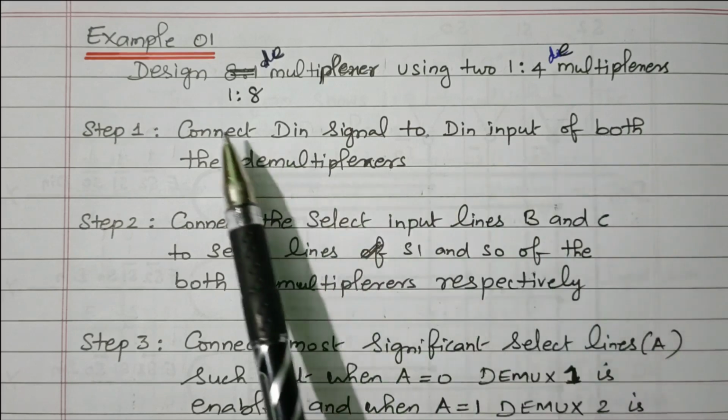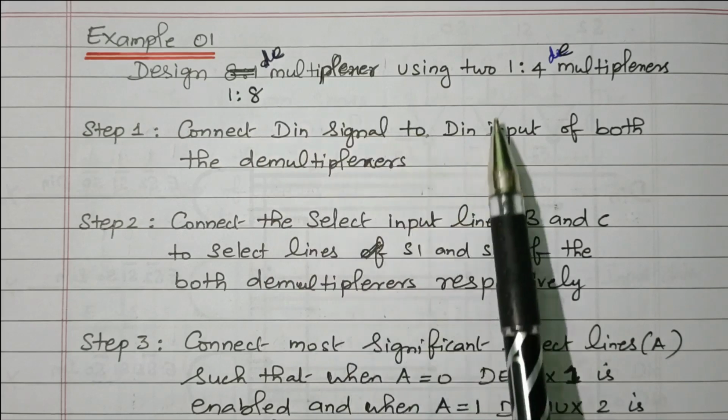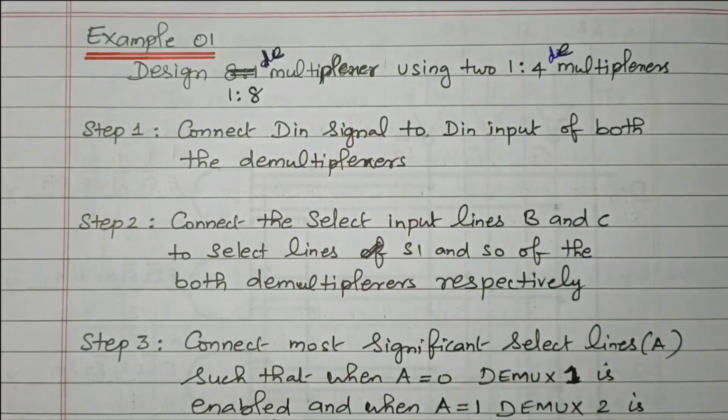Now we'll go to the topic. We need to design the 1:8 demultiplexer using two 1:4 demultiplexers.